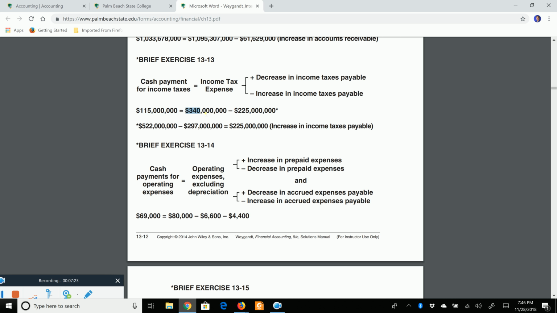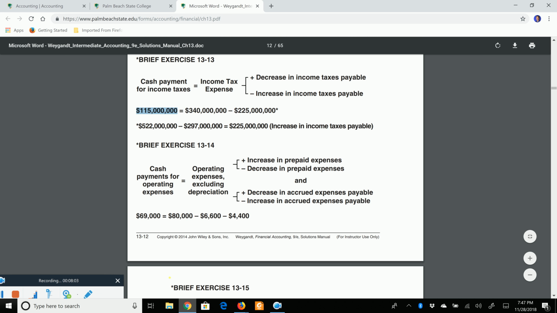Once again, we start with the expense on the income statement, and then we will take into effect the change in the liability on the balance sheet. Since our liability grew $225 million from the beginning of the year to the end of the year, the growth in the liability means that there has been no cash flow at all, so we have to subtract it from the expense. That'll give us our cash payment for income taxes. And that's just a little example of the direct method for the cash flows. Indirect method is a little bit different, and we're going to see that now.